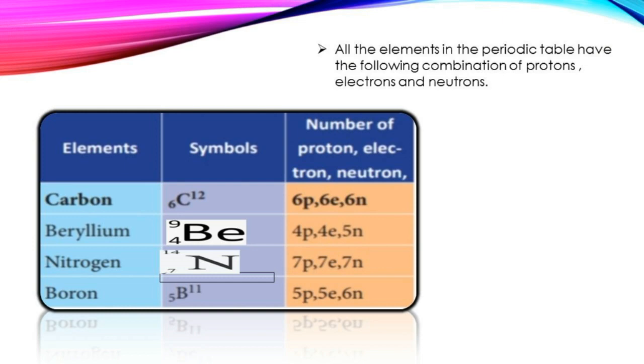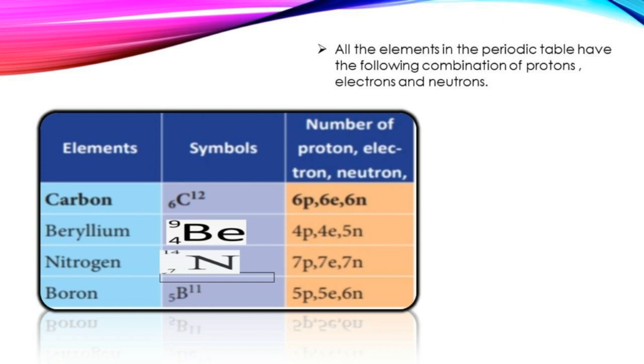Next, nitrogen. The symbol of nitrogen is N-14, atomic number 7. So here if the number of electrons is 7, the protons are also 7. So 7 protons and 7 electrons, and the neutrons are 14 minus 7 is equal to 7. So 7 protons, 7 electrons and 7 neutrons in nitrogen.